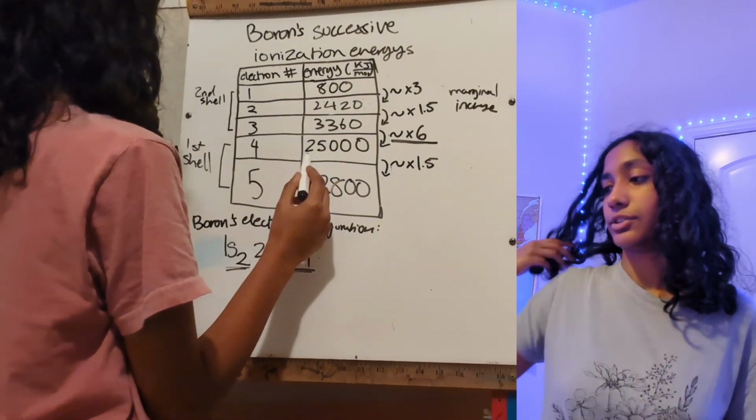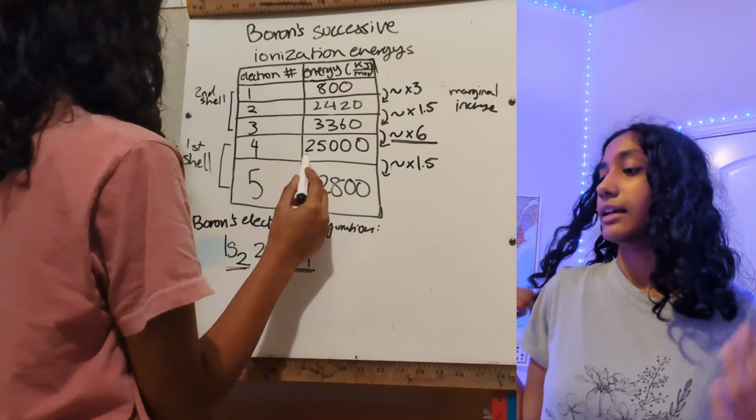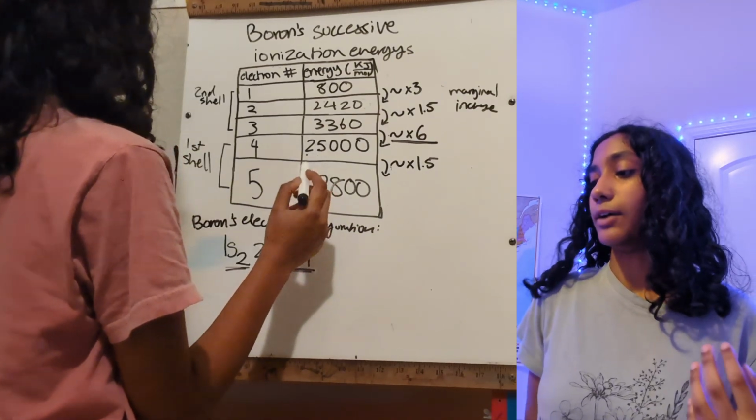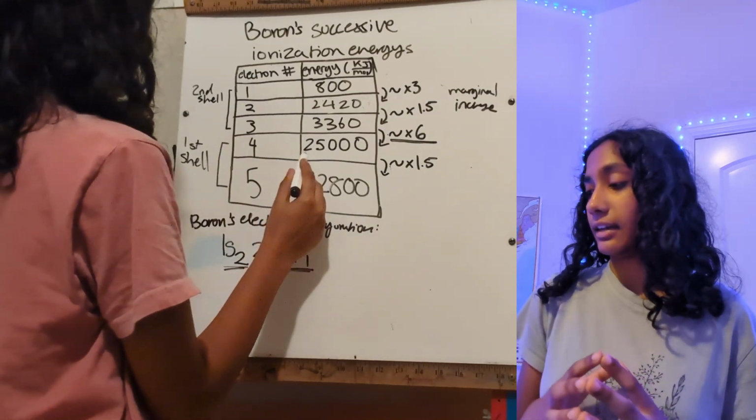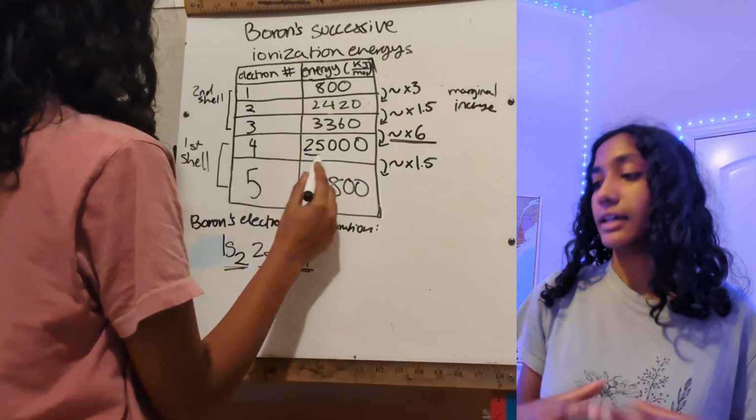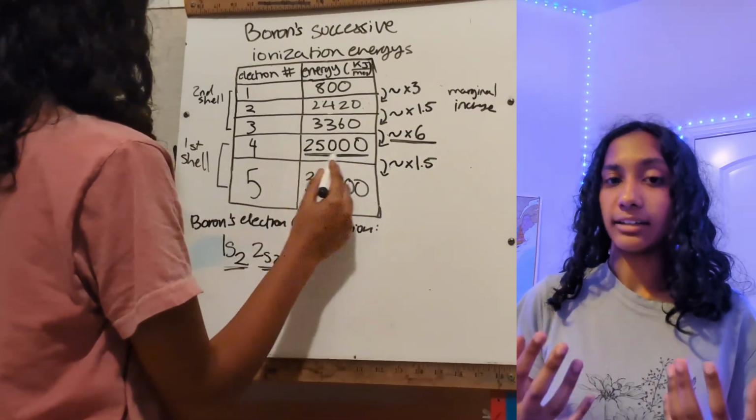Because that first energy level is closer to the nucleus than the second one, the electrons on the first energy level have a much greater attraction to the nucleus. This makes it harder to remove an electron from the first energy level, so the ionization energy dramatically increases.